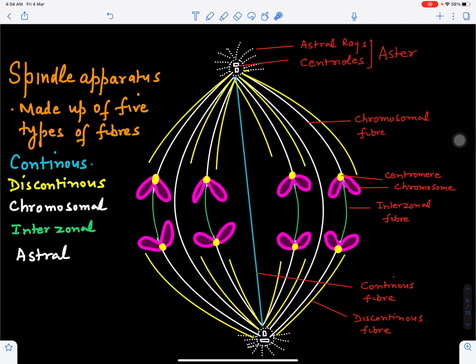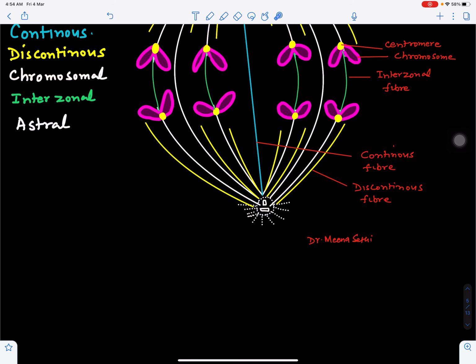And in case of animals, the fifth kind of fiber is astral rays, which are produced from the centrioles of the centrosome. So this is the fifth type of fiber, astral rays. So five types of fibers are there: continuous, discontinuous, chromosomal, interzonal, and astral rays. So this is all about the spindle apparatus.